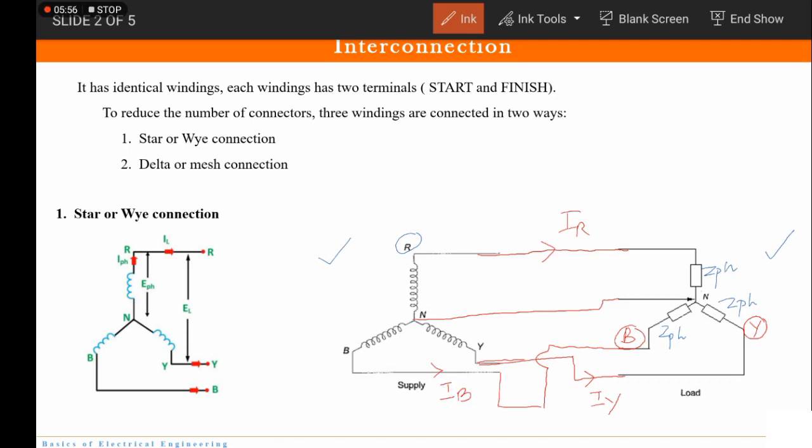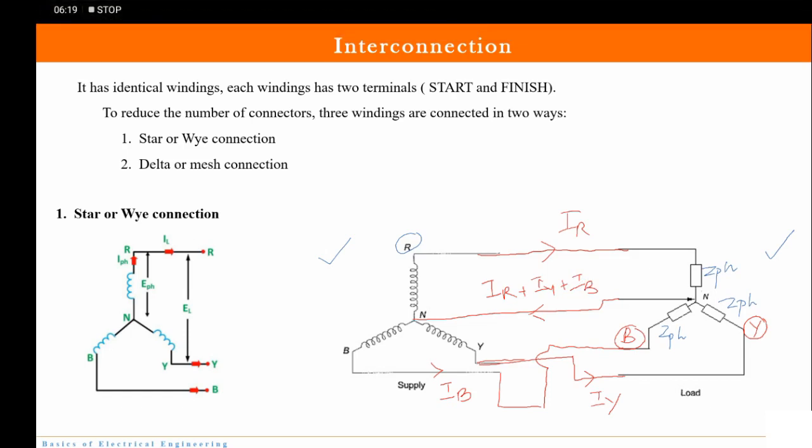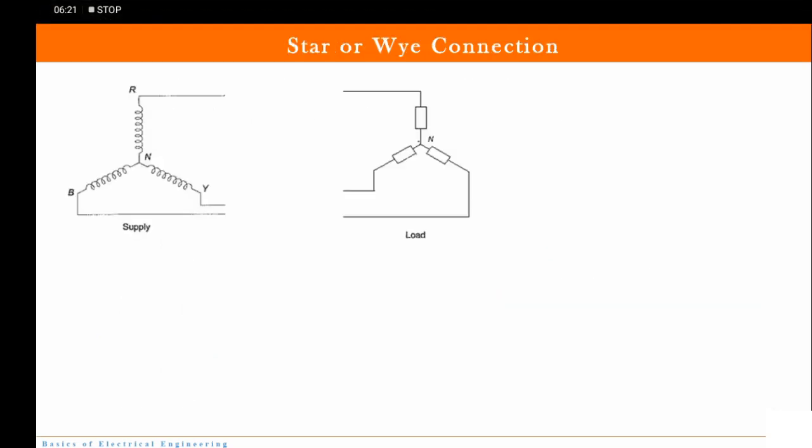Okay, so this is how the supply is connected to the load in star fashion. Now, which current flows through the neutral wire? The sum of all currents, and that current will be flowing in the opposite direction. So we have IR plus IY plus IB. This is the current which flows through the neutral wire. Understood? Okay, yes. So let us go ahead now.